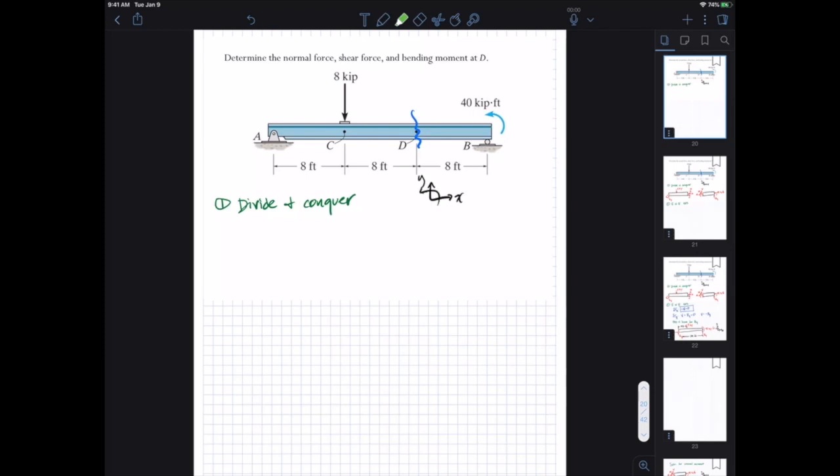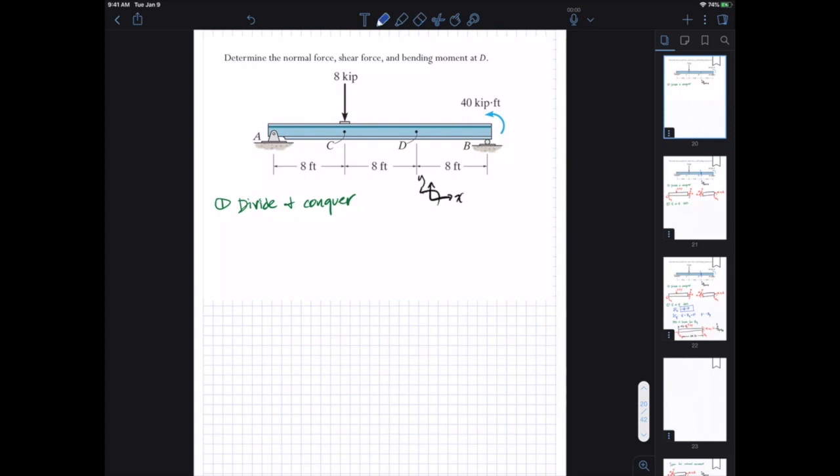All right, let's do another example of internal forces. So here we're asked to find the normal force, shear force, and bending moment at point D, which I've already made our little squiggly line through, just in case it's not clear. And hopefully now you're getting the hang of it, that we're basically going to need to divide and conquer, right?